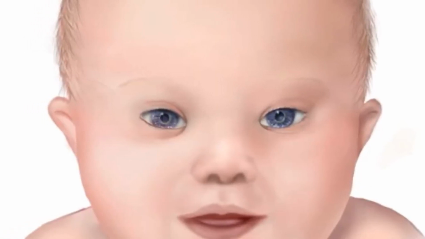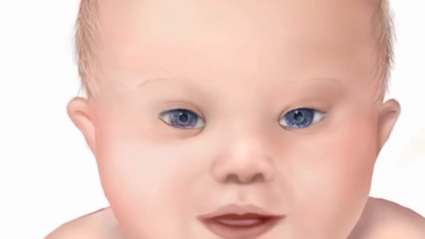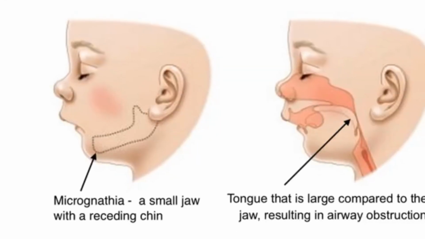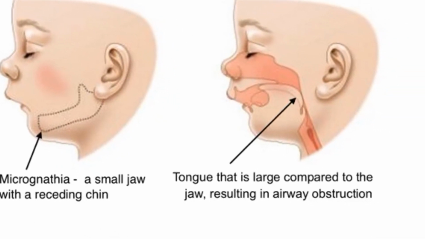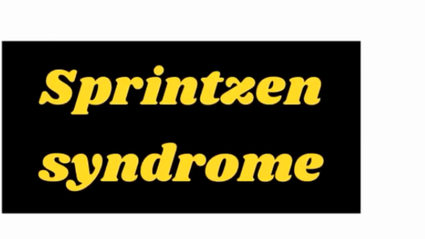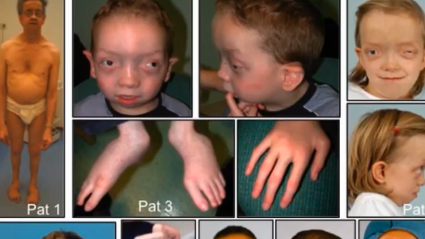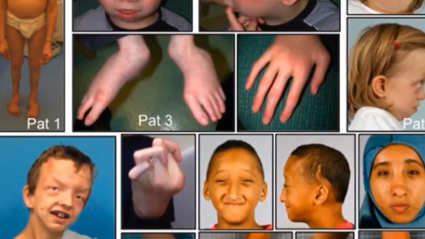Some syndromes are associated with cleft lip, such as Down syndrome, Pierre Robin syndrome, which is associated with micrognathia and retrognathia. Then Patau syndrome, which is associated with multi-organ disorder.